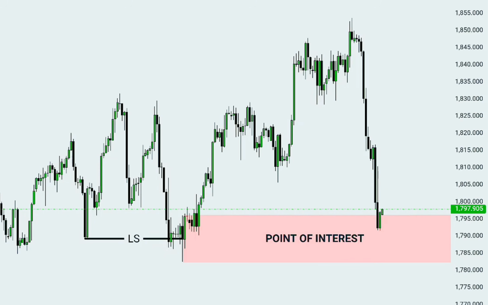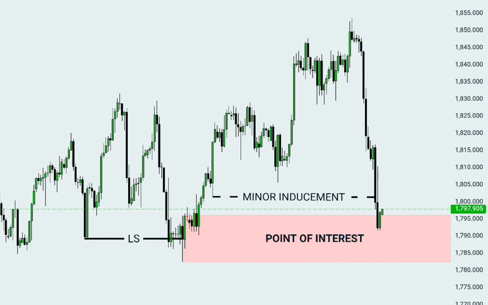We wait for price to show respect through reduced selling pressure and a clear bullish reaction. This reaction confirms that the point of interest is valid and that smart money is actively defending this level. Understanding how to identify and validate a point of interest allows us to align our trading decisions with institutional logic rather than emotional entries.